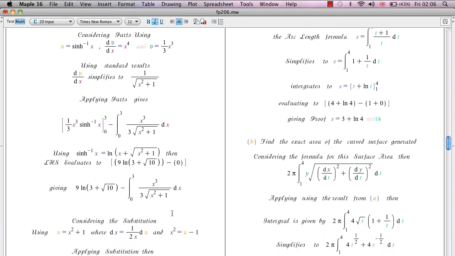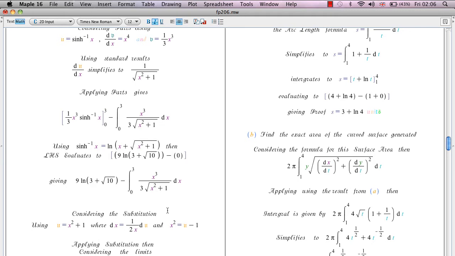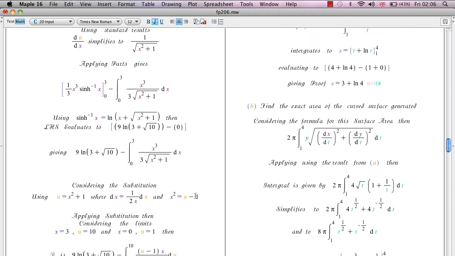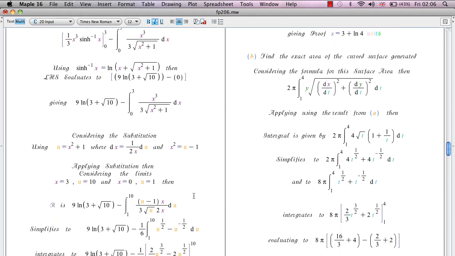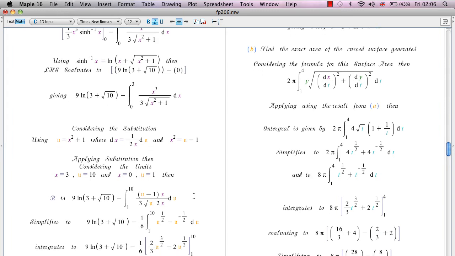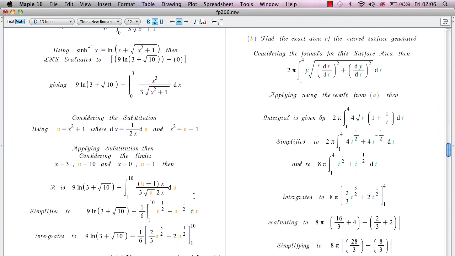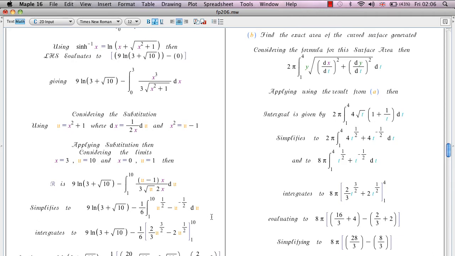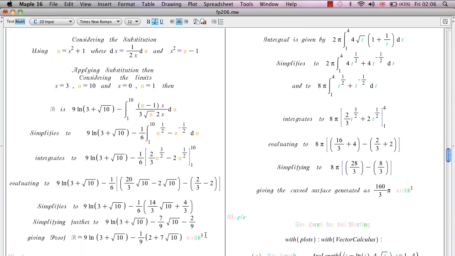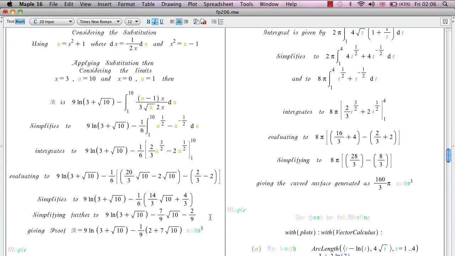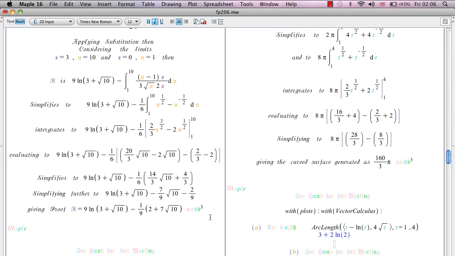Considering the right hand side, considering a substitution with u equals x squared plus 1, adjusting the limits, applying the substitution and simplifying and integrating, evaluates and simplifies to the proof required.